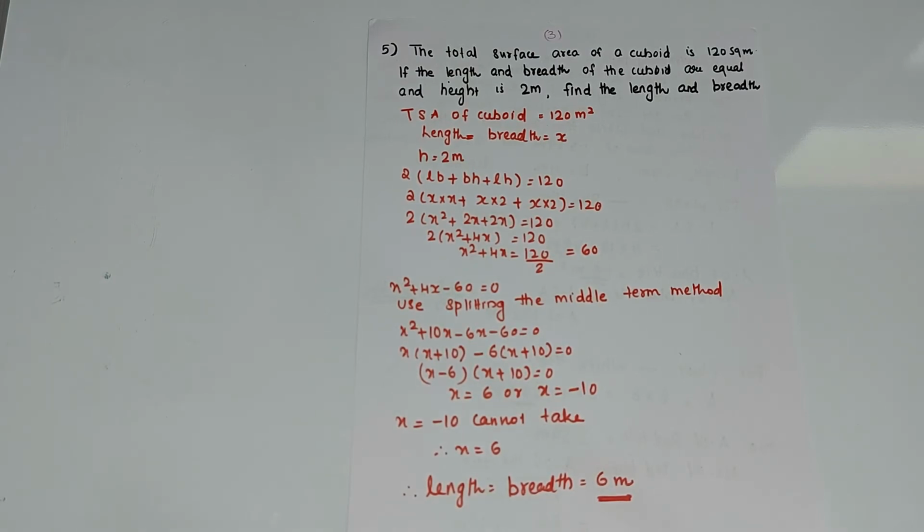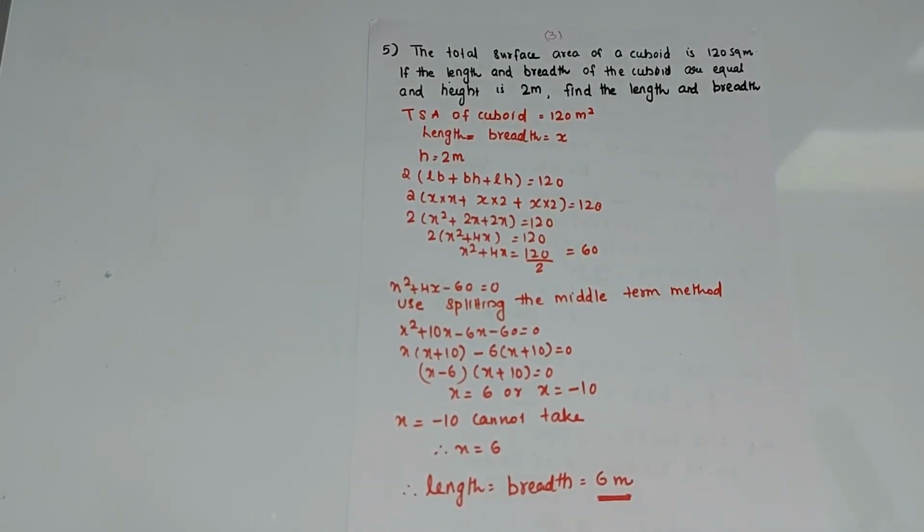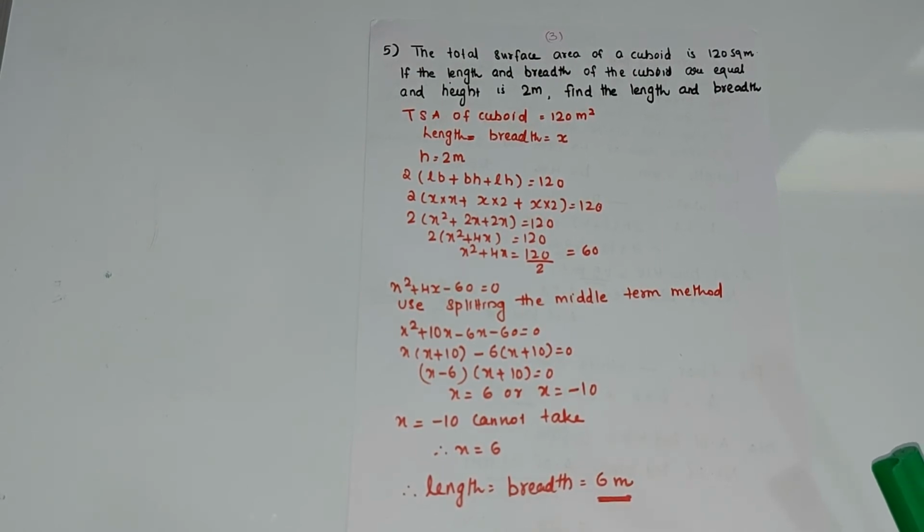So TSA of cuboid is equal to 120 meter square. Take length equal to breadth equal to x. Now you substitute the value in the formula of TSA, total surface area. It's equal to 2 into LB plus BH plus LH. Equal to what is given? It is 120. So you substitute for L equal to x and breadth equal to x. So 2 into x square plus x into 2 plus x into 2 equal to 120. So 2 into x square plus 2x equal to 120.